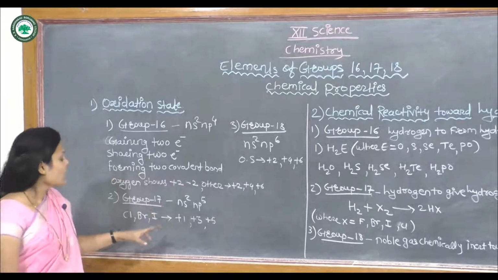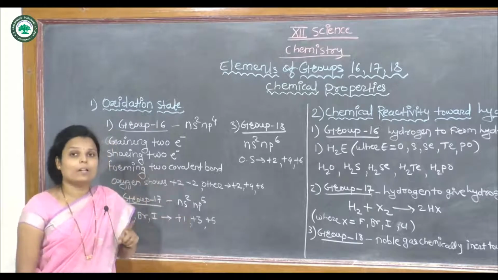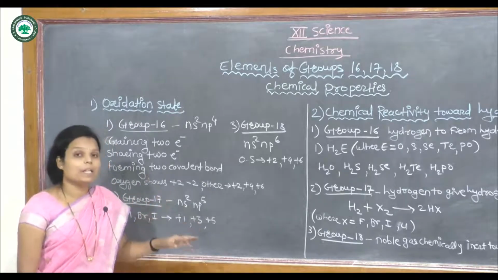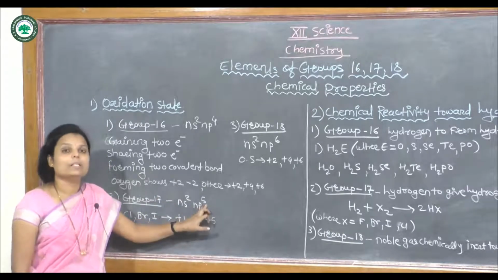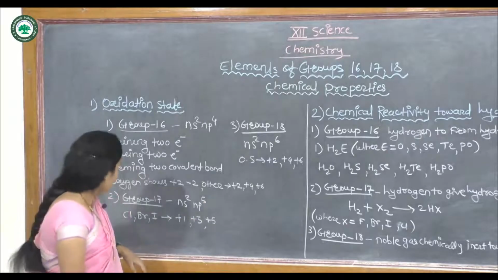Why +1, +3, +5? Because one vacant place is present in the p orbital, and the outermost electrons number 5.